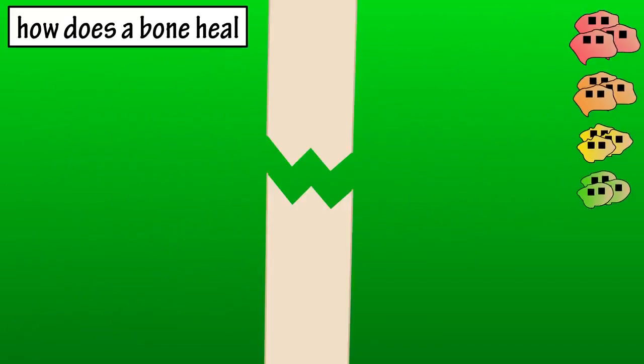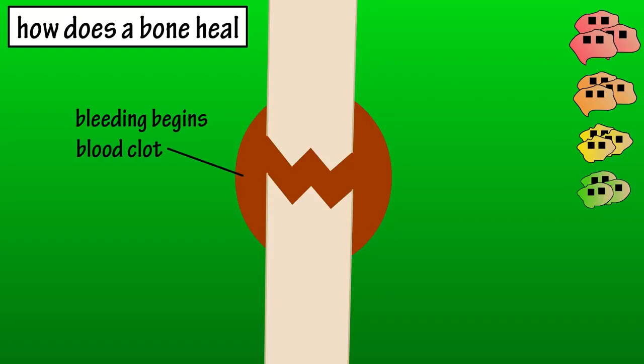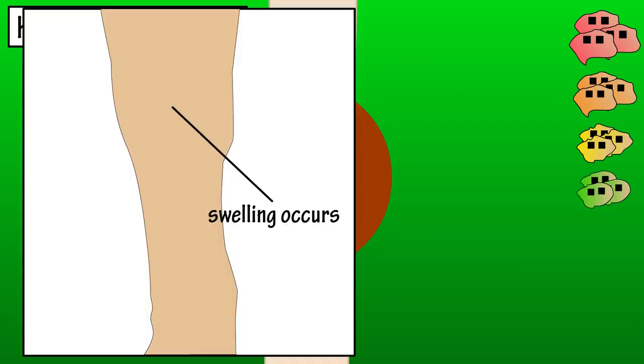So let's say a bone breaks. We're going to assume it's well aligned. When the bone breaks, so do the blood vessels running down the bone. So the first thing that's going to happen is bleeding, which will lead to a blood clot being formed. The area will also swell up.